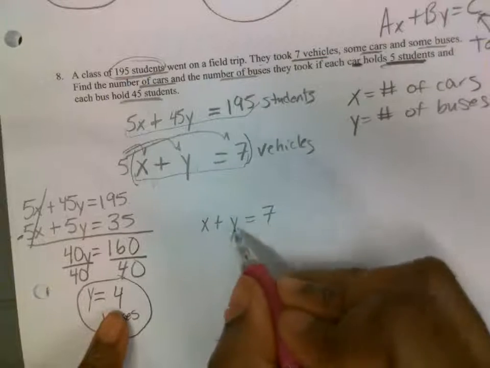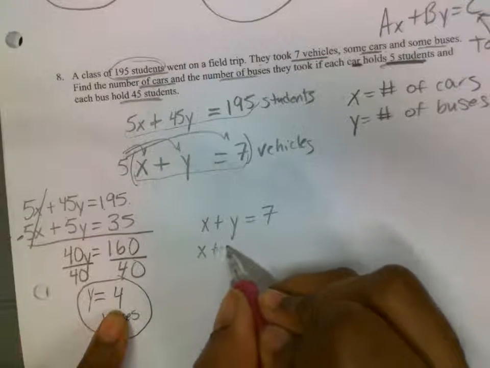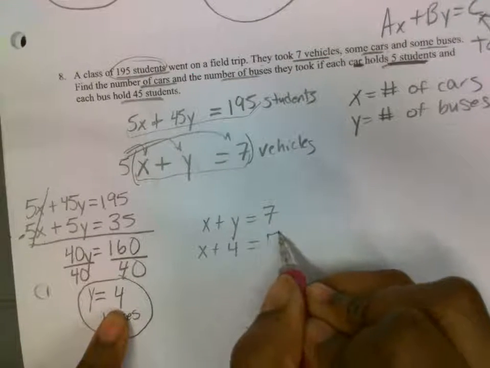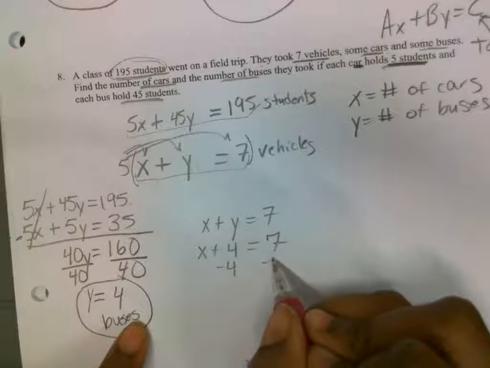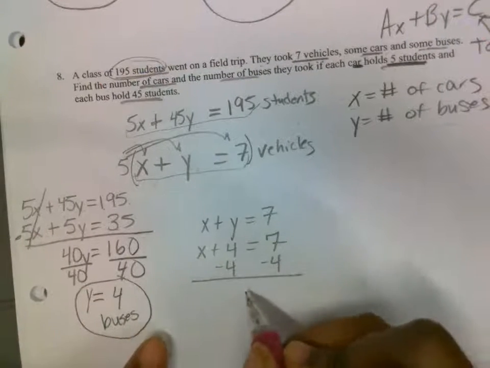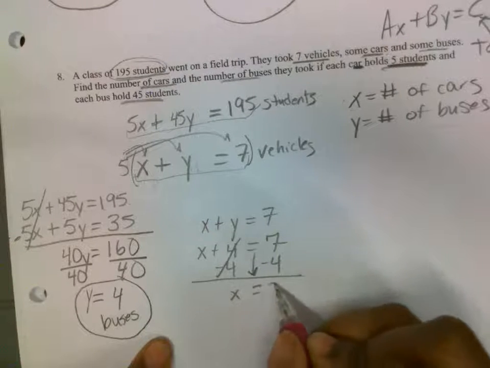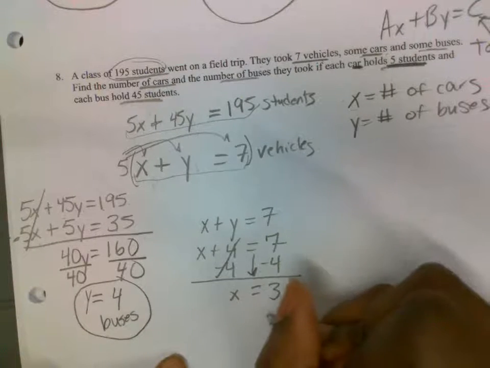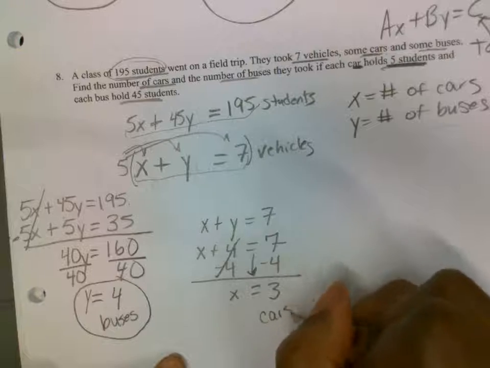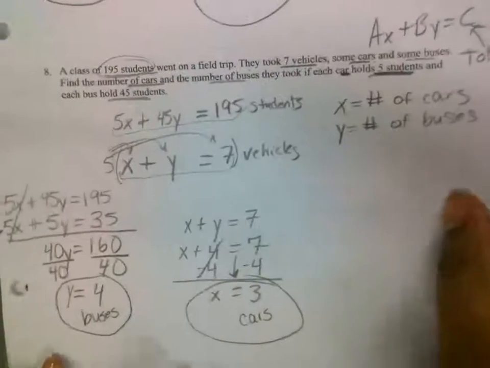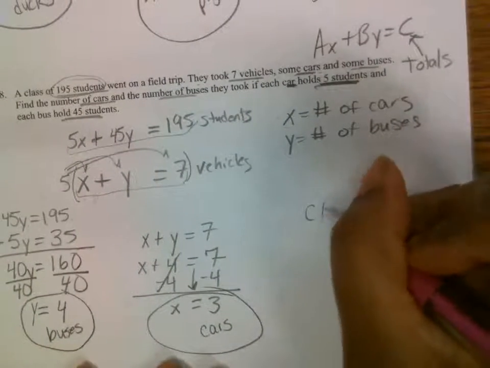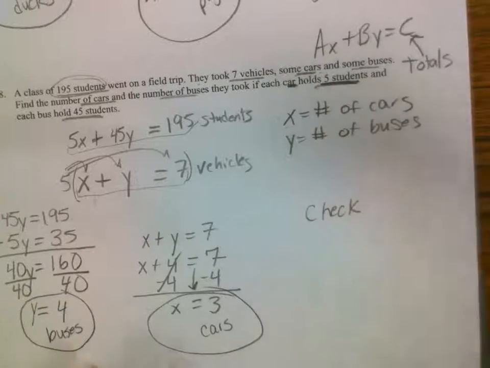So I'm going to substitute 4 in the place of y. And I'm going to subtract 4 on both sides. So what's my answer for x? 3. So that means there are 3 what? There are 3 cars.